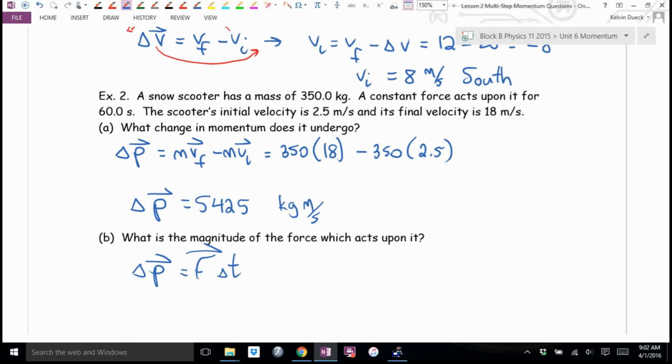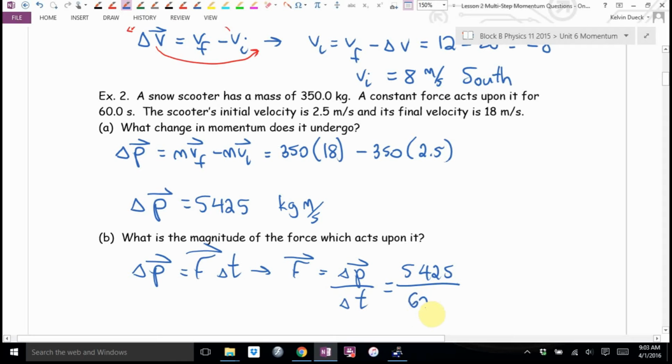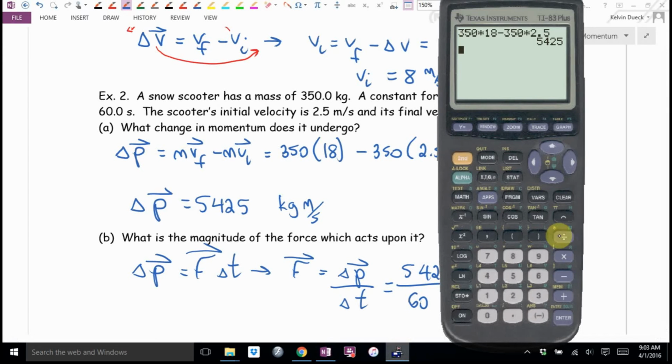How would I get the force by itself? By the way, did they give me a time in the question? Look down and read for yourself. Did they give me a time in the question? Now I know why they did that. So force is impulse over time. What was the impulse? 5,425. What was the time? 60. 1 minute. And I get 90.4 newtons. Not a very big force.